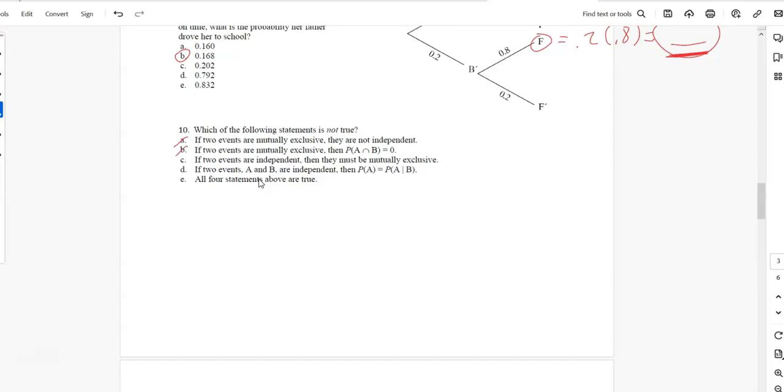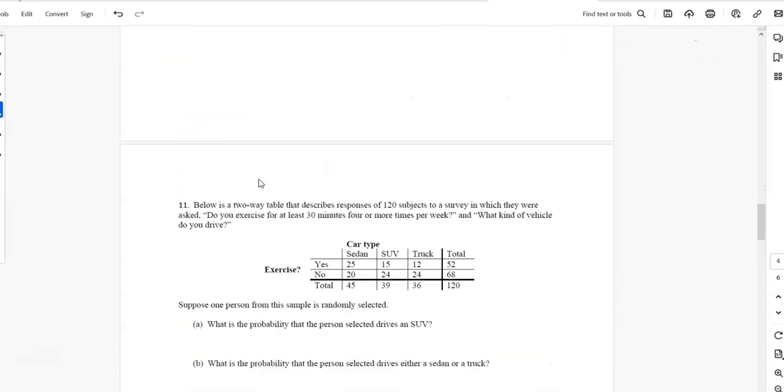If two events A and B are independent, then that's actually the definition of independence there. Certainly not all 4 are true. It's got to be this one: if two events are independent, they must be mutually exclusive. They can't be, actually. Mutually exclusive means that if one happened, the other one can't happen. So they would have to depend on each other, which independent events don't.